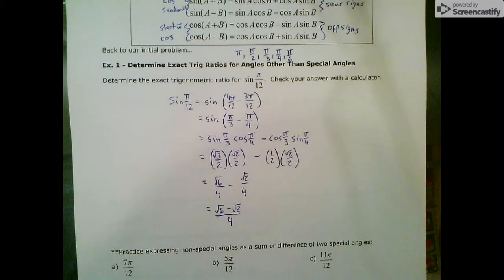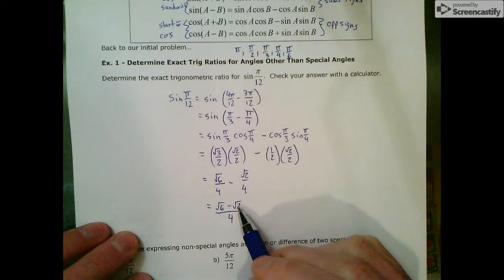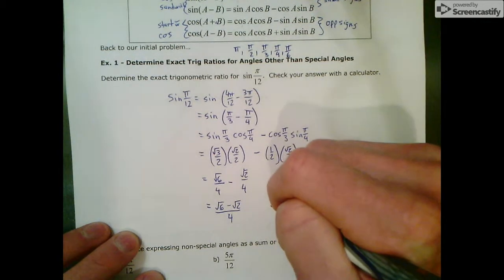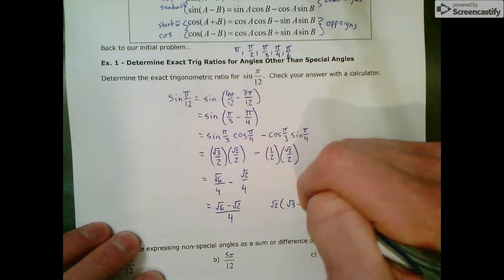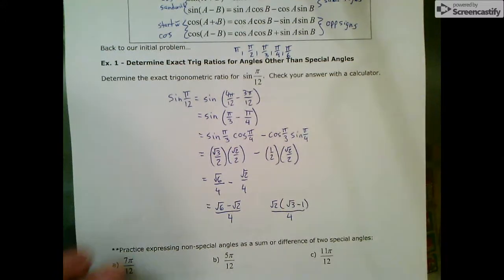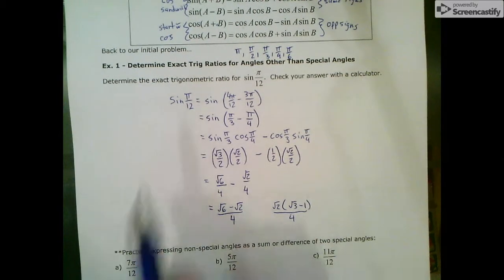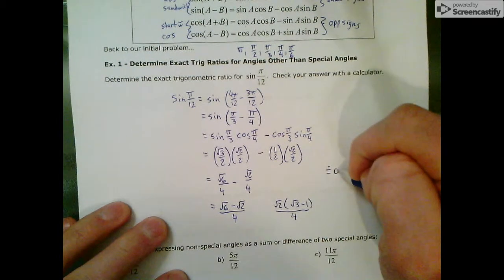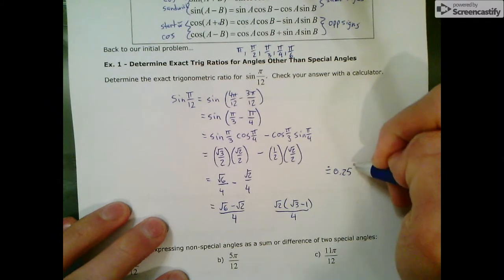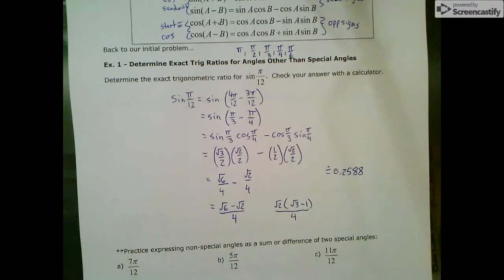And that's about as close as we are going to get to an answer. I guess we could factor out the root 2 if you wanted to. We can write it as root 2 times root 3 minus 1 all over 4. It doesn't really do anything to make it prettier, so it's acceptable to just leave it as is. And if you punch it into your calculator, you'll find that both this exact value version and just blindly plugging in the sine of pi over 12 will both get you about 0.2588. That's not so bad.